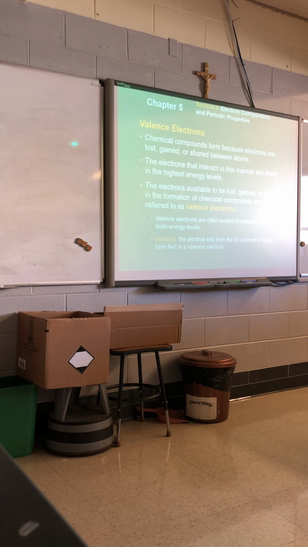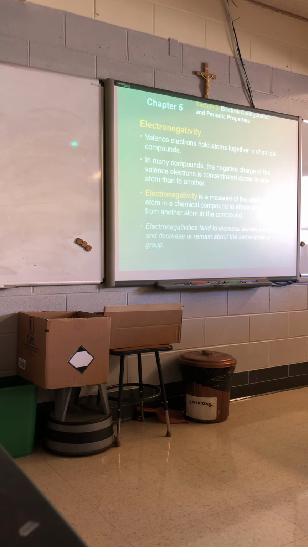That brings us to our final concept in this chapter, known as electronegativity. If valence electrons are the things that are going to hold chemical compounds together, then what we need to decide is which side of a chemical bond holds on to the electrons a little tighter than the other. And to do that, we're going to use a concept called electronegativity.